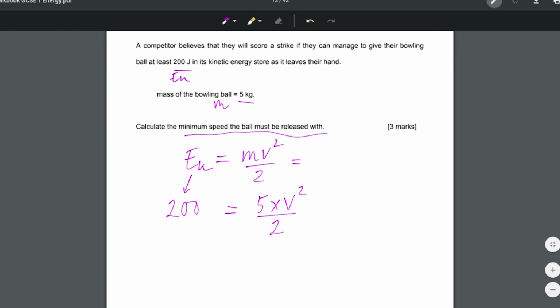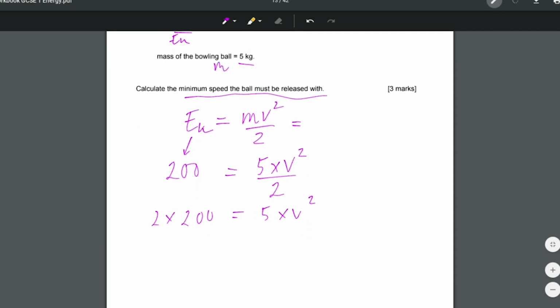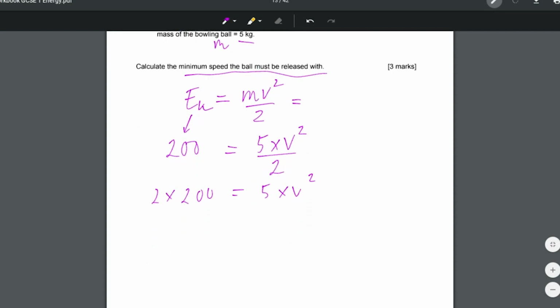Let's get rid of the divide by 2 by timesing by 2. So we'd have 2 lots of 200 on that side. Times by 2 on this side. We've still just got 5v squared. So on this side we've actually now got, I'm going to step by step here. So we've got 400 is 5v squared. We're going to get rid of the times by 5. So we're going to divide by 5. So we're getting 400 divided by 5 gives us v squared.